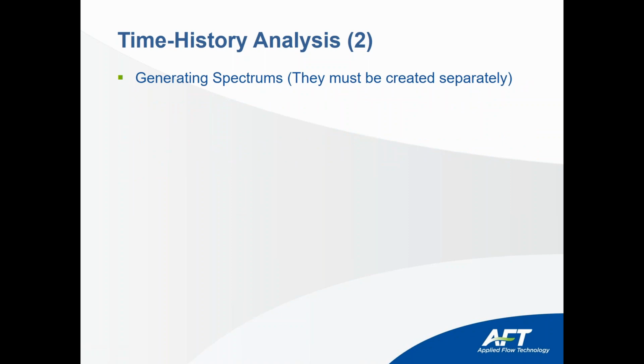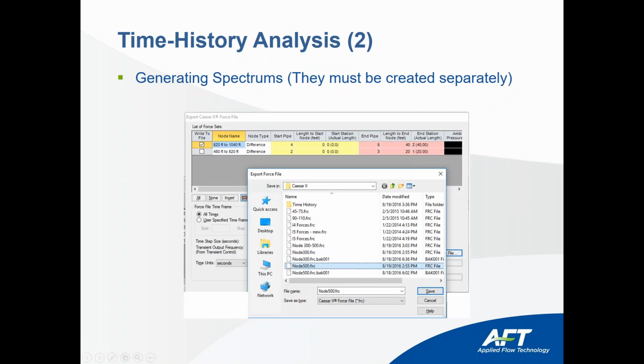So, generating the spectrums. Here, as a difference from spectral analysis, you have to create them one by one. So what we suggest is, when you create it and export it, you create it with the node where it's going to be applied in Caesar. That way, it will be an excellent reference for you, to remind you where it's going to be applied.